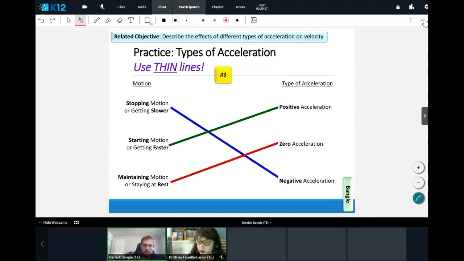So just to confirm what I think we already understand: yes, stopping motion or getting slower is negative acceleration. So imagine if you're in a car and you're slowing down or about to come to a stop, that is negative acceleration. Starting motion or getting faster, so starting to speed up in a car or increasing your speed in a car, that is positive acceleration. Or if you're moving at a constant speed on a highway, or you're just sitting still, that is zero acceleration. Please raise your hands for number 3 to indicate that you are done and ready to move on.